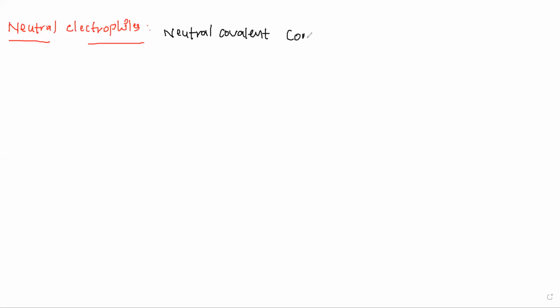In that one only, the neutral electrophiles. Neutral electrophiles is nothing but neutral covalent compounds.